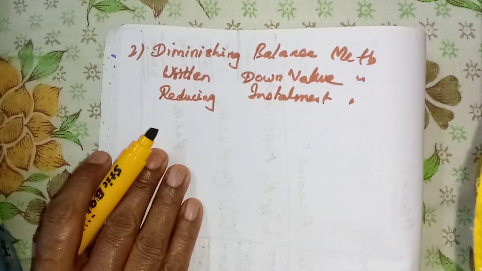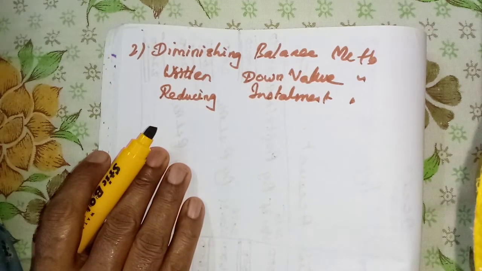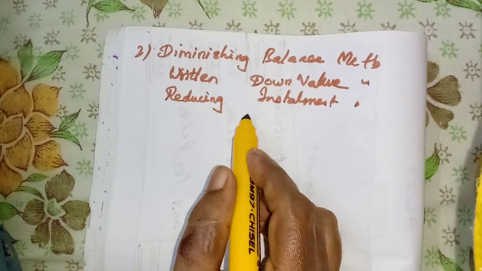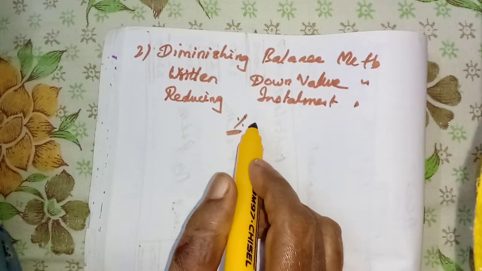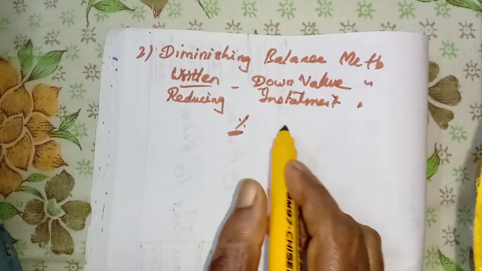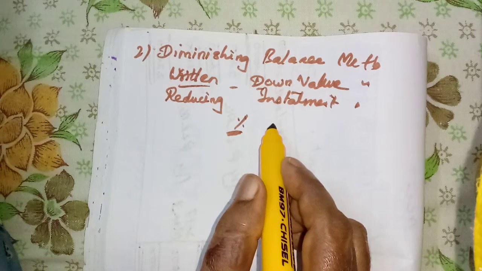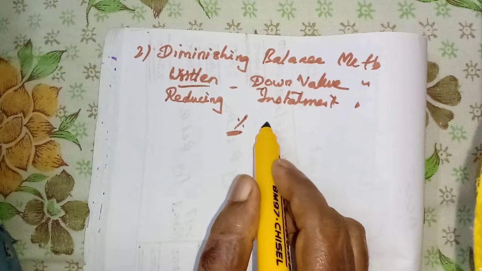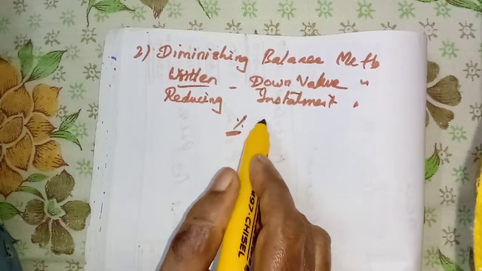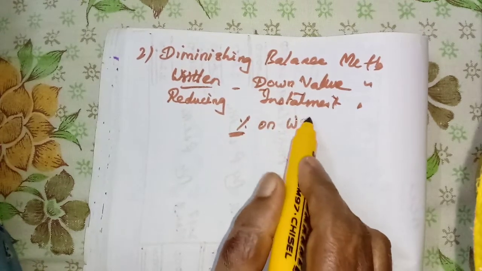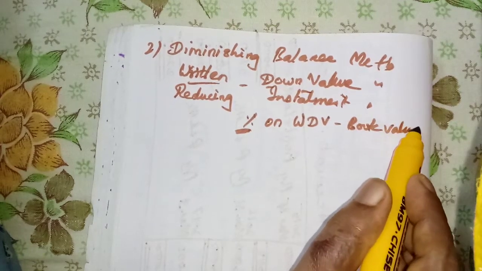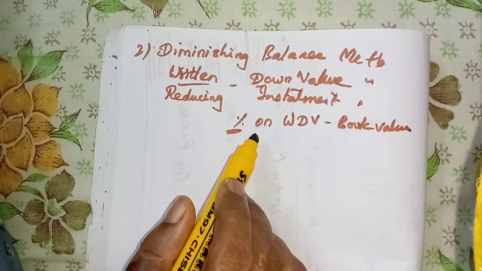Because under the diminishing balance method, the depreciation is charged here also at one fixed percentage annually, at the written down value of the machinery. In the straight line method, we calculated depreciation only at the original cost. Here we calculate a fixed percentage on the written down value or the book value of the fixed asset.